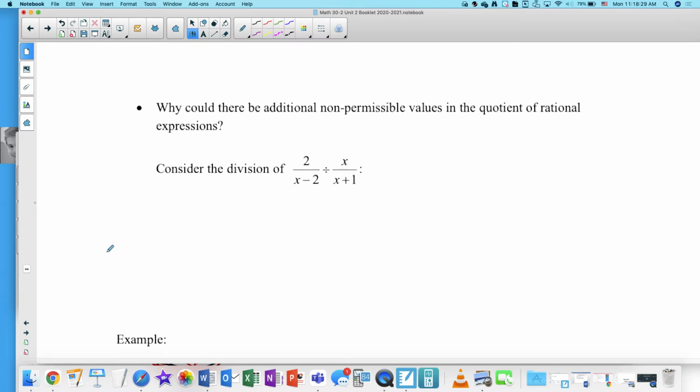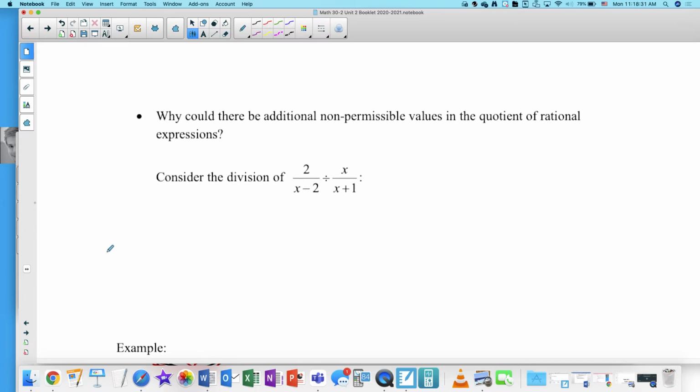So we are going to do this same thing with rational expressions, but we have to still think about those pesky little non-permissible values. And when we're looking at division, there's an added layer that comes in. So I want to talk about that first. Okay? Let's say we are dividing these two rational expressions. As a division statement, what are the non-permissible values? Yes? You got it. Okay, so you got there right away, right?